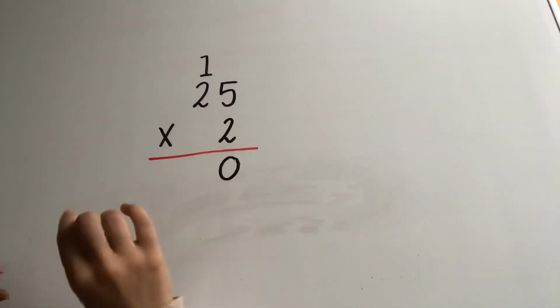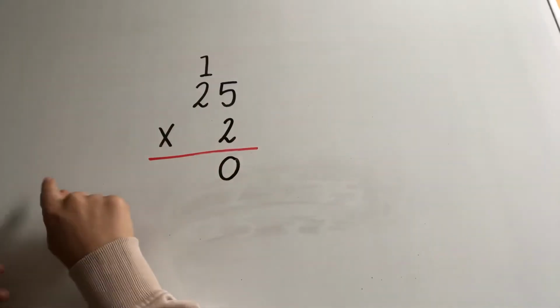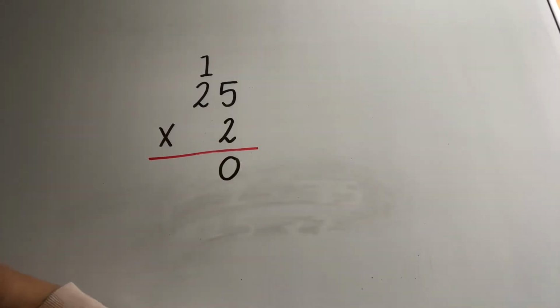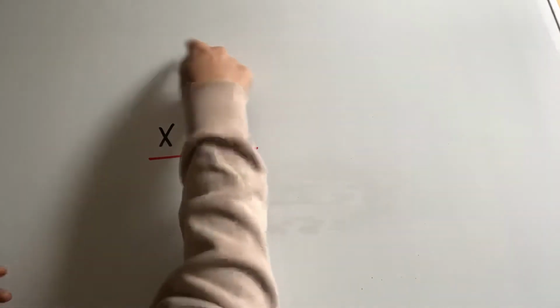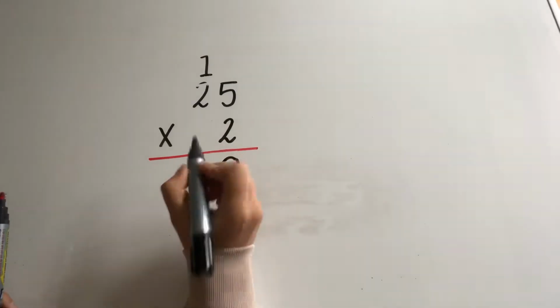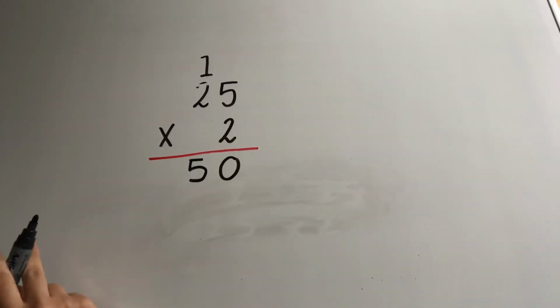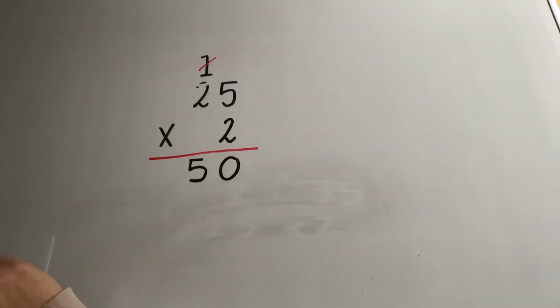So we've renamed it to 0 1s and 1 10. We then move on to the next number, 2 multiplied by 2. So 2 groups of 2 we know is 4. We then have to add our 1 10 that we carried up here. So 4 add 1 is 5. So our answer of 2 groups of 25 is 50. And I always just cross this out to know that I definitely added it to my answer.